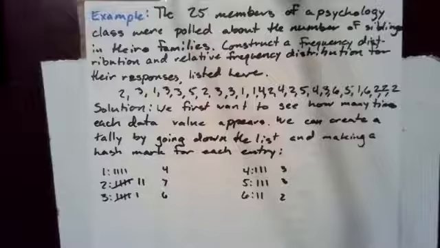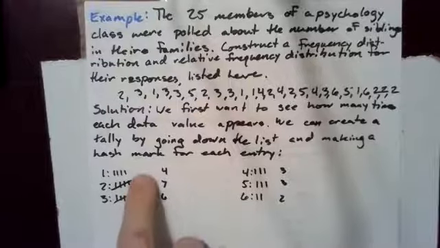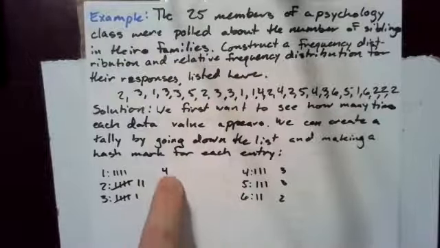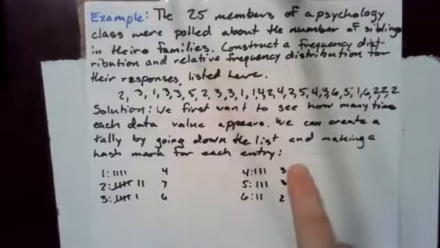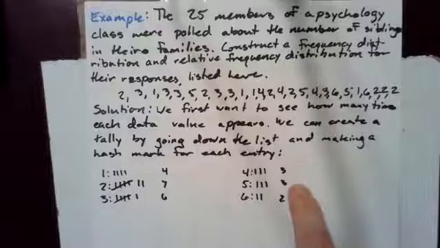To do this, we first want to see how many times each data value appears. We can create a tally by going down the list and making a hash mark for each entry. So here we see that there are 4 people who have only 1 sibling, 7 who have 2, 6 who have 3, 3 who have 4, 3 who have 5, and 2 who have 6.